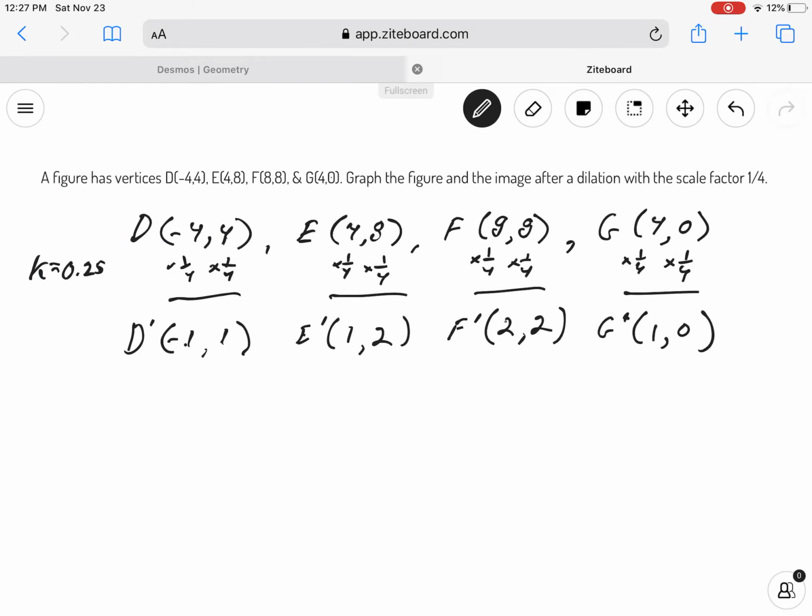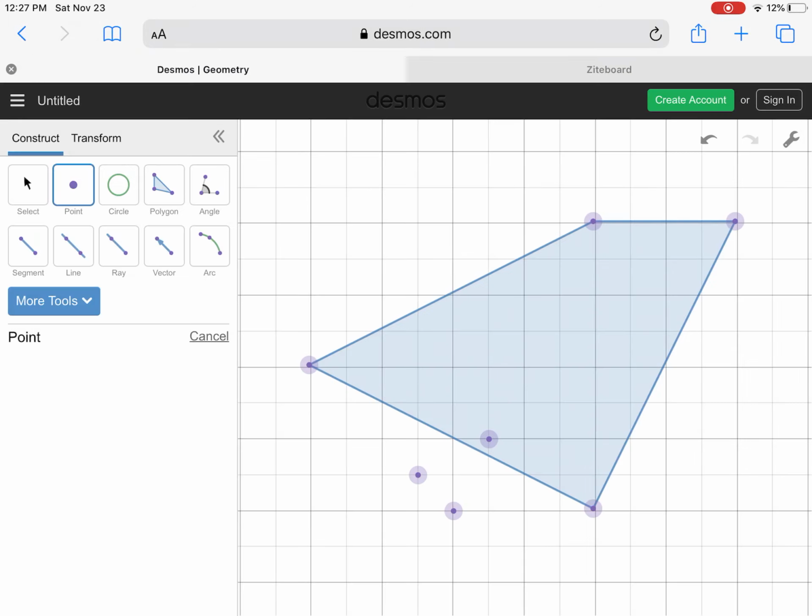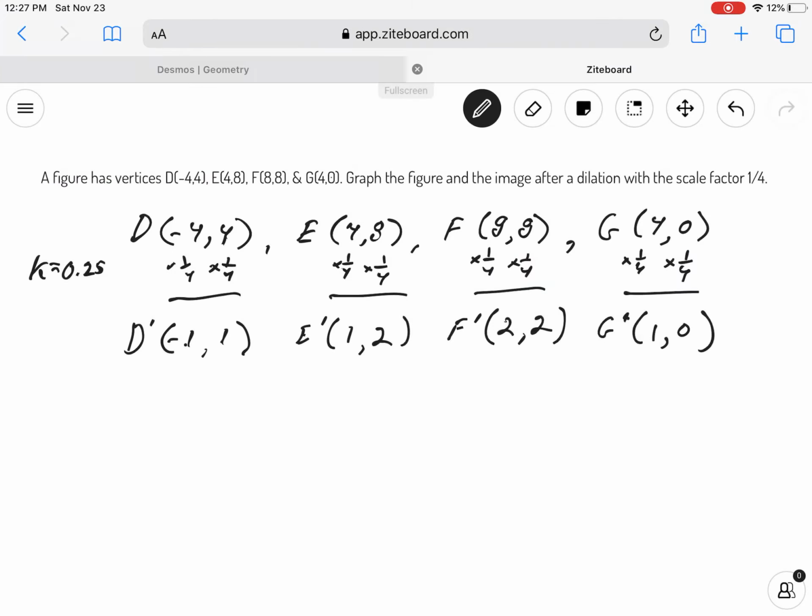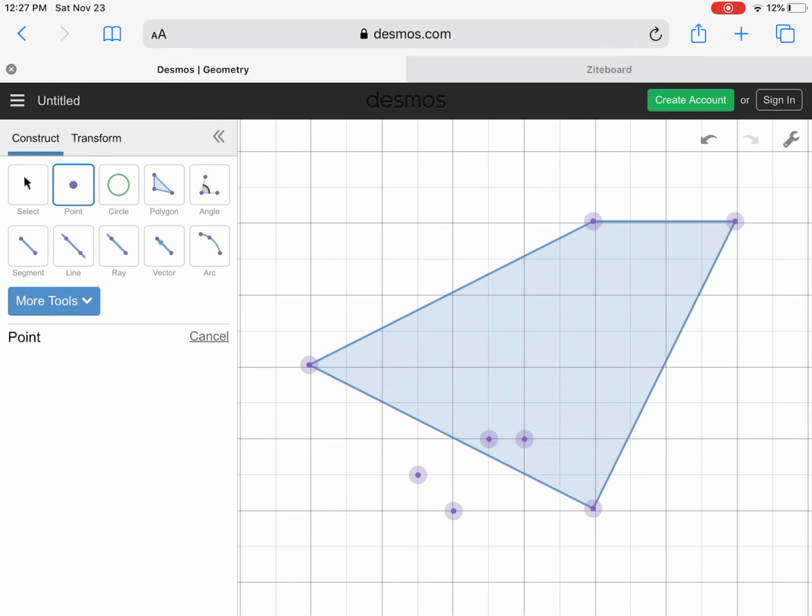And my F prime is 2, 2. Is there, and my G prime is 1 and 0. So 1 and 0 would be there.